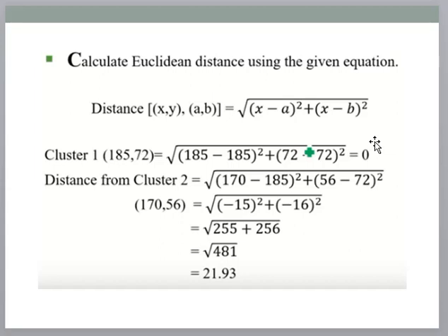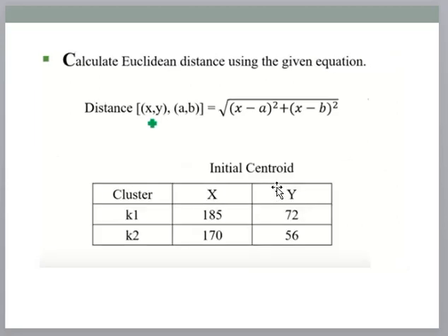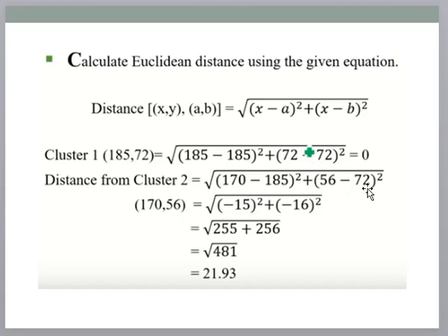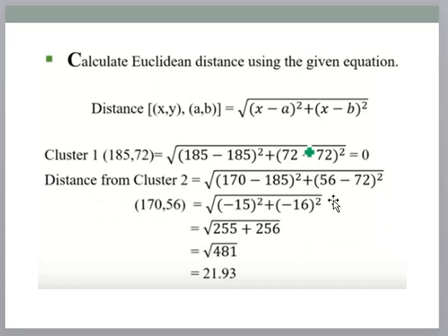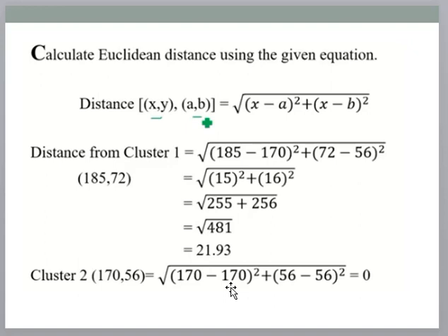Now we need to calculate the distance with cluster number 2, right? So we can have 170, 185 here. 170 is coming from here, 185 from here, and we have 56 and 72. 56 is coming from here and 72 from here, and we are basically computing the distance, and we will see that this distance will come out to be 21.93 in this case.